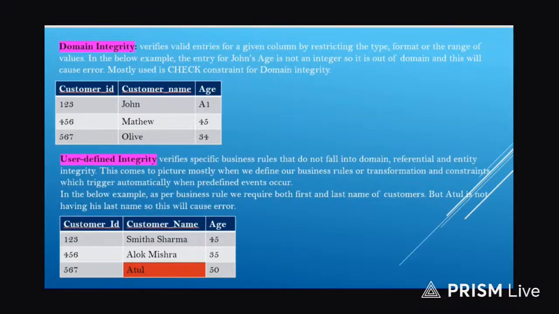Now next is user defined integrity. This verifies specific business rules that do not fall into domain, referential and entity integrity. This comes to picture mostly when we define our business rules or transformation and constraint which trigger automatically when predefined event occur. In the below example, as per business rule, we require both first and last name of customer, but Atul is not having his last name, so this will cause error.